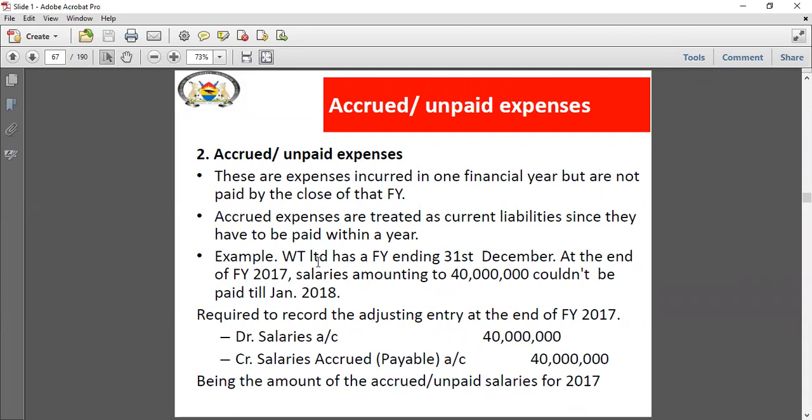So they are saying, of course, accrued expenses, this is money that you are yet to pay. And that's why we are regarding it as a liability. So we are saying that these are treated as current liabilities since they have to be paid within 1 year, or within a year. So our example here, WT Limited has a financial year ending 31st December. They are saying at the end of financial 2017, salaries amounting to 40 million couldn't be paid till January 2018.